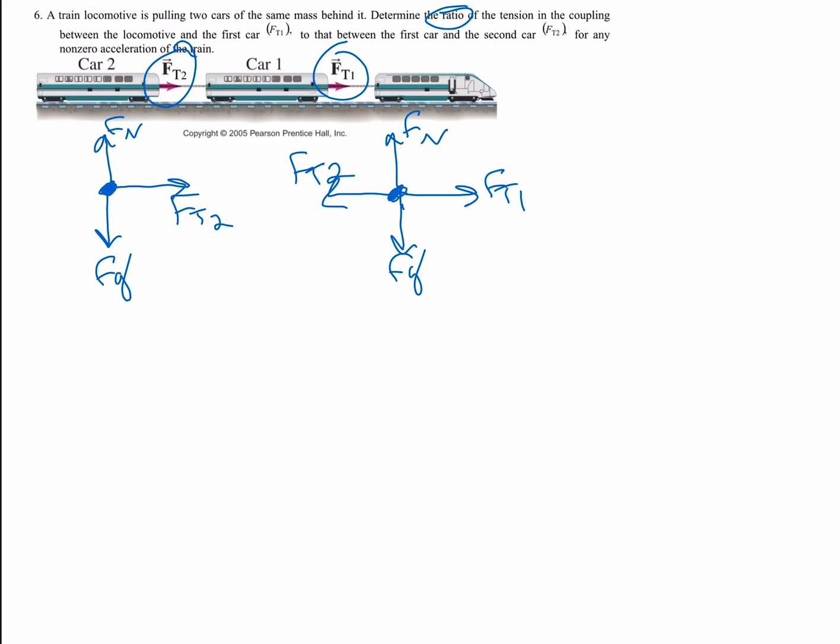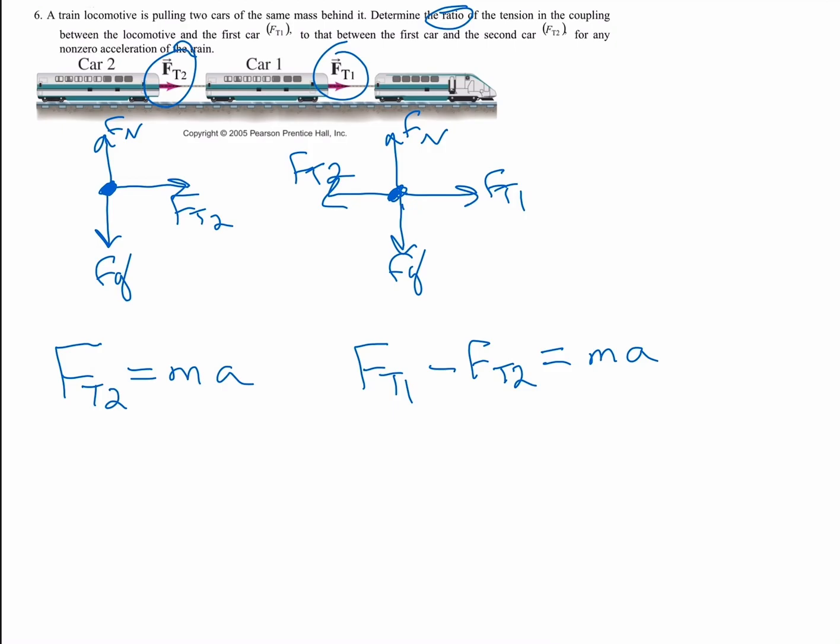So what I'm going to do now is write a statement for the acceleration of each car. For the second car, the force of tension 2 is equal to the mass times the acceleration of the second car, because it's the only force pulling the second car. Now I'm going to write a statement for the first car, and in this case the force of tension 1 minus the force of tension 2 is equal to the mass times the acceleration of the first car.